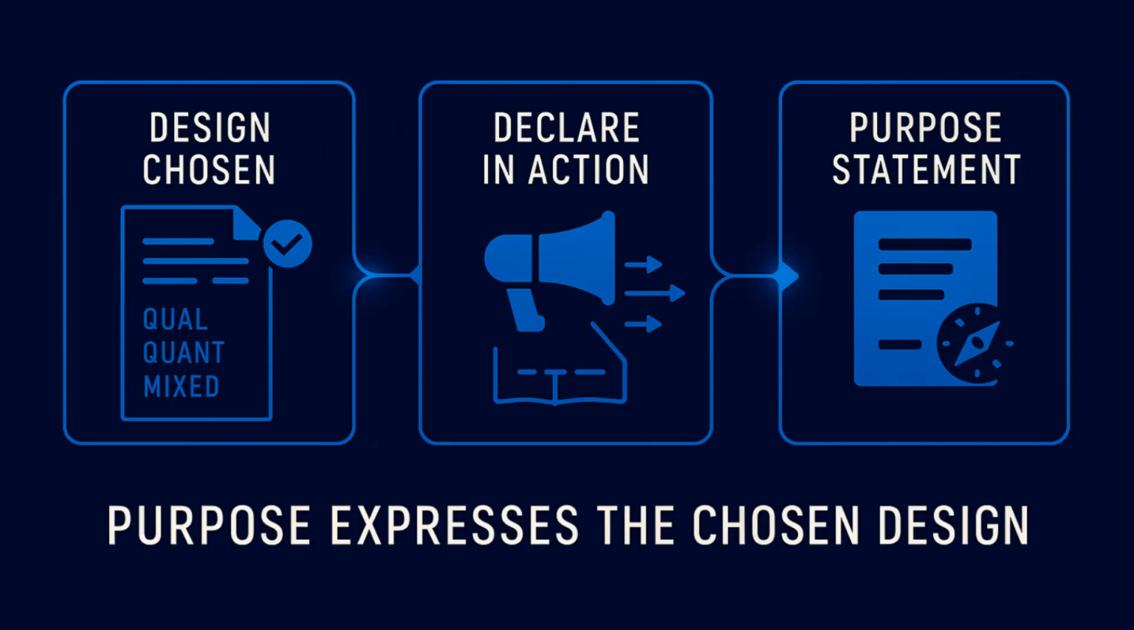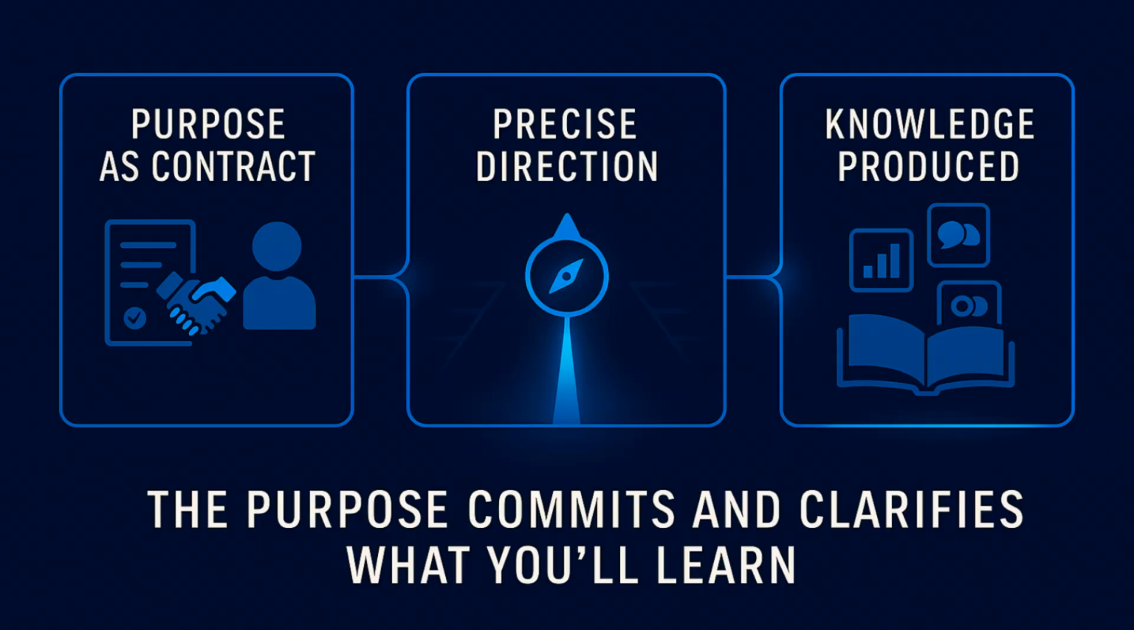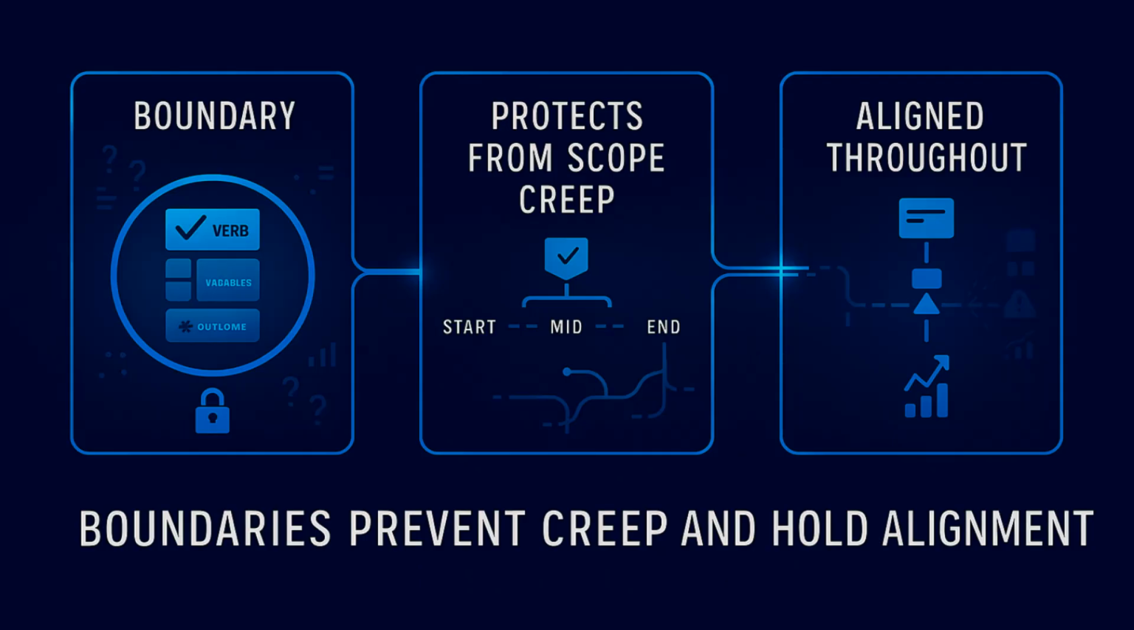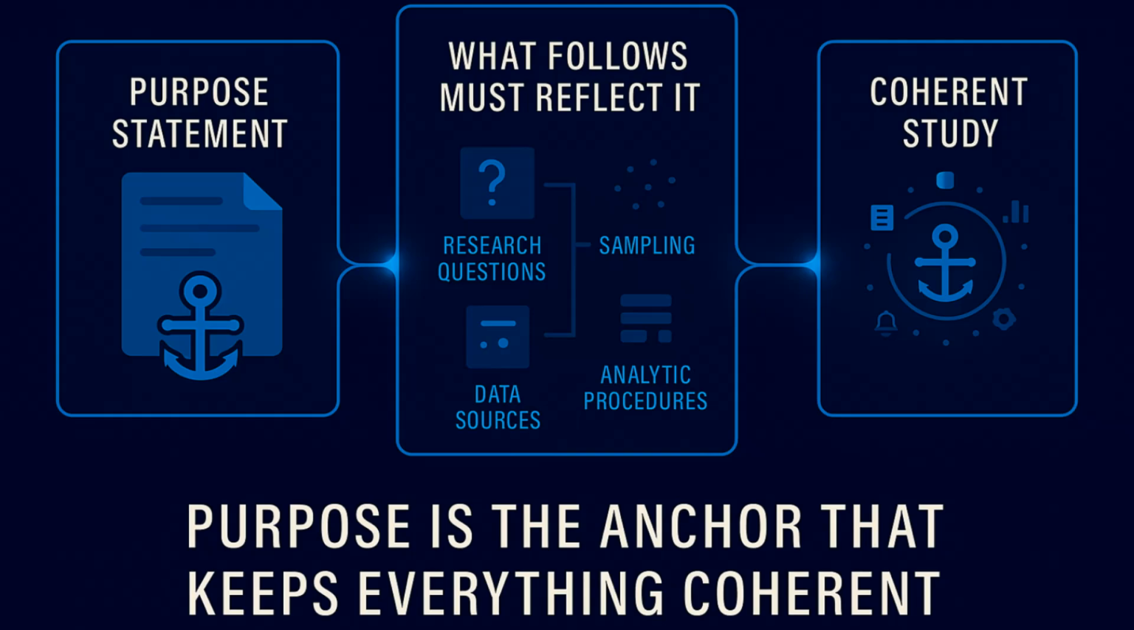The purpose statement also functions as a contract with the reader. It commits the study to a precise direction. It clarifies the type of knowledge the study will produce. It draws the boundary around what the study will and will not attempt to do. It protects the researcher from scope creep and keeps the study aligned from beginning to end. Everything that follows, research questions, sampling decisions, data sources, analytic procedures, must reflect the commitment made in the purpose statement. It is the anchor that keeps the study coherent.